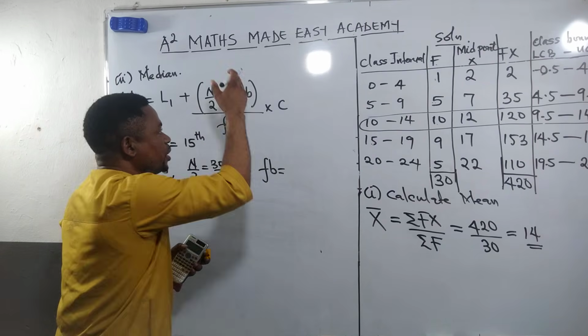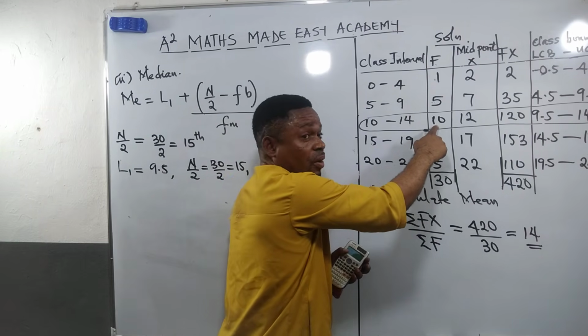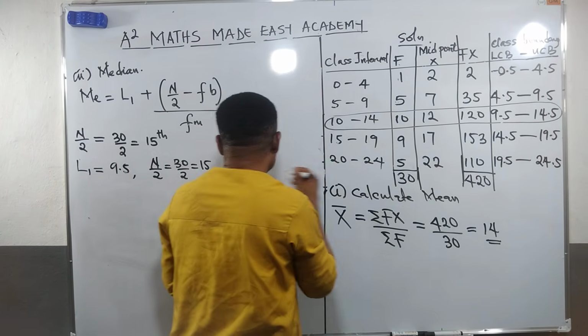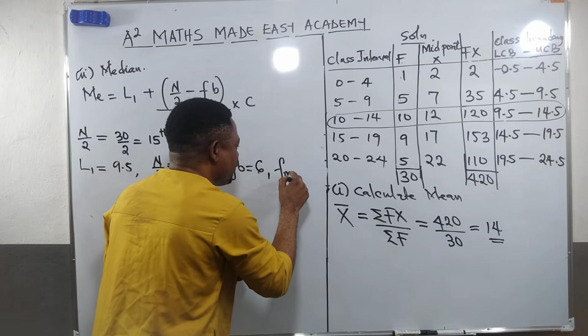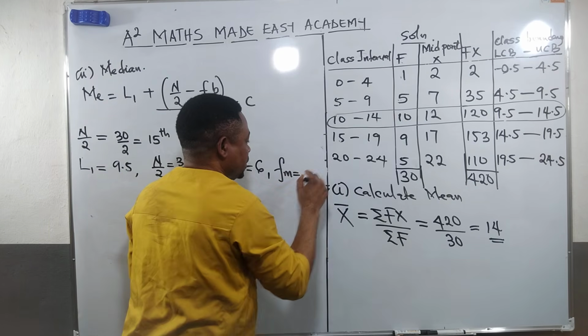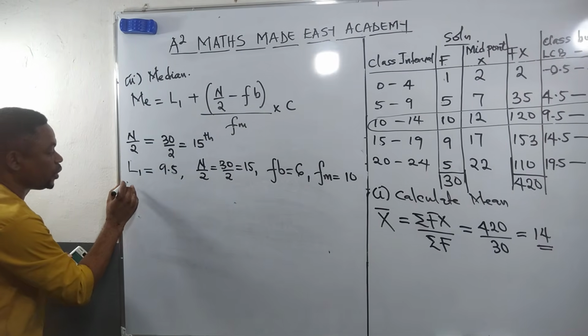Then what are we talking? FB means the summation of the frequency before the median frequency. Watch. This is the median frequency. Then sum all of them. 1 plus 5 will give us 6. So FB means what? 6. Are you there? Then we move to FM. FM means frequency of the median. Watch. What is it? 10. I'll put 10. Then we're already almost getting to what we're looking for.